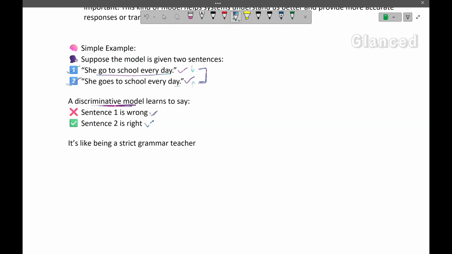So what is actually happening here is it is differentiating between these two sentences, right? How is it differentiating? By evaluating probabilities. By evaluating the probabilities, it is going to differentiate between the two sentences. So that is why it is known as discriminative language model.